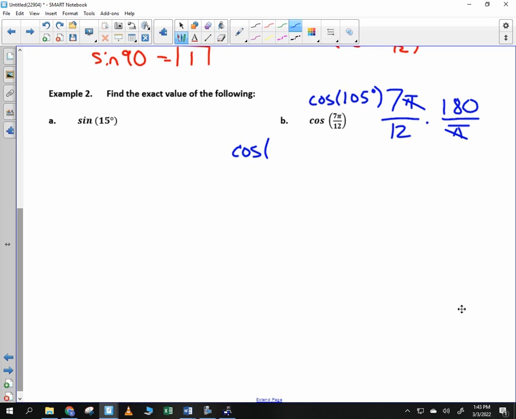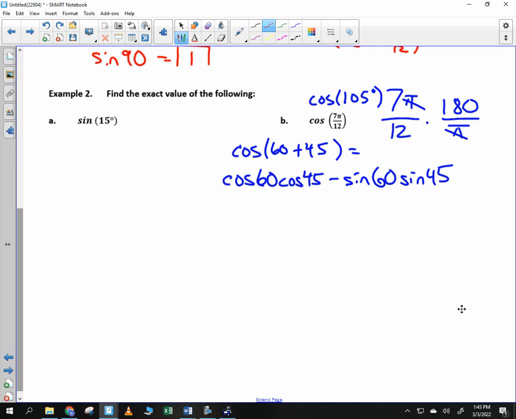Okay. All right. So cosine of 60 plus 45. Great. Expand it. Great. So I've expanded it. We've already talked about 45, haven't we? Very good. Cosine is sum and difference formulas. You switch the positive and the negative. Whereas in sine, you keep it the same. So we know 45 degrees is the root of 2 over 2. But now I have to look at 60.